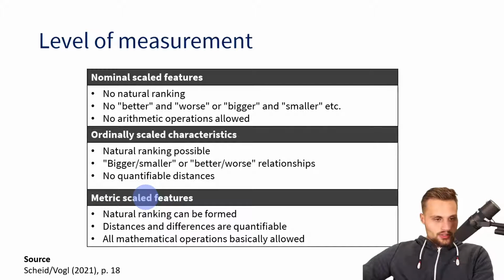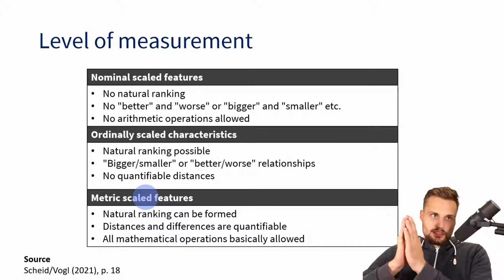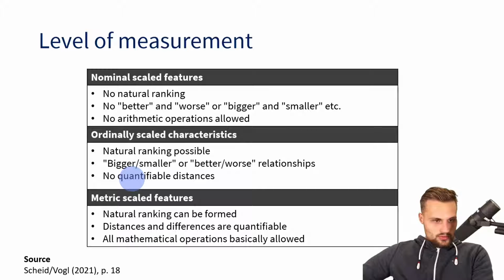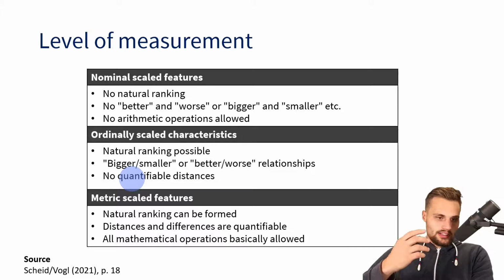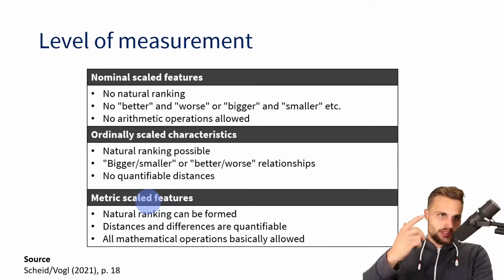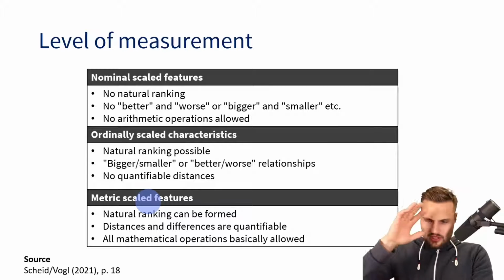And there we can also create a natural ranking. But a distinction between the ordinal and metric scale level is just that with the metric scale features, we can also calculate the difference in detail. So that means we can quantify the distances. Those differences are quantifiable. And as a result, basically all mathematical operations are allowed and we can apply them. So we can, for instance, calculate an arithmetic mean for numerical data, so for metric scale features, but also standard deviations, correlation metrics, and so on.